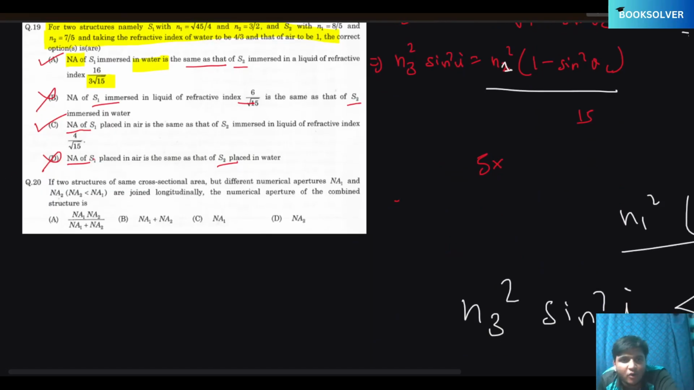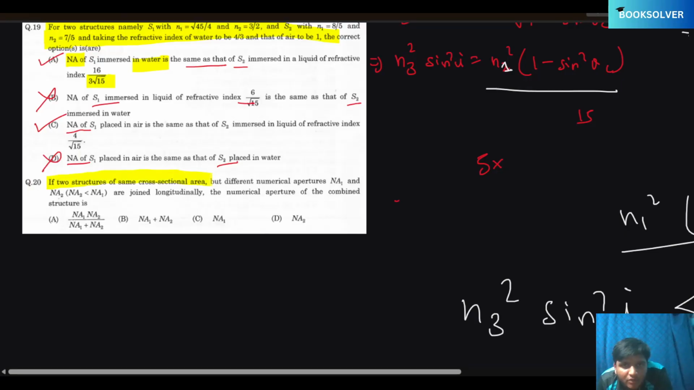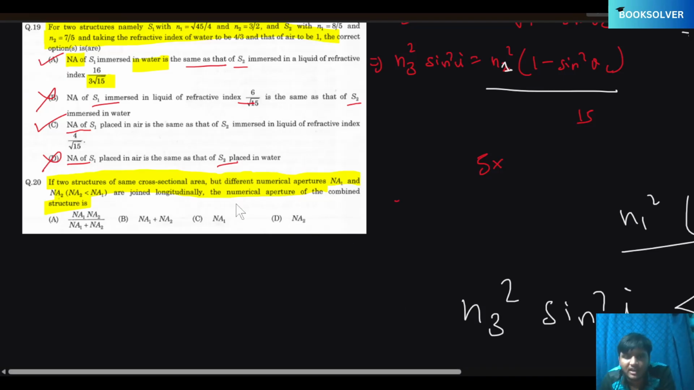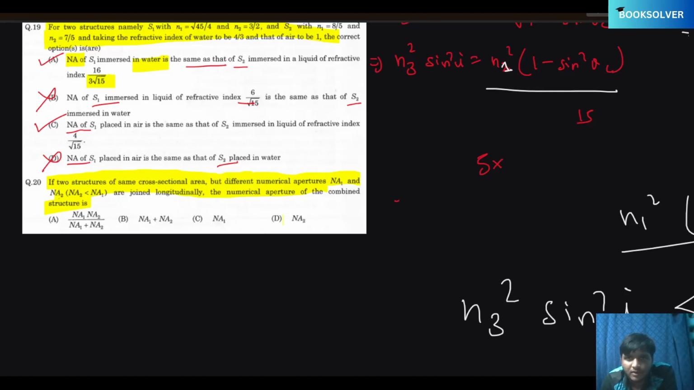So let's move on to our question number 20. They are given two structures of the same cross-sectional area, but the numerical apertures N1 and N2 are joined longitudinally. They are asking for the numerical aperture of the combined structure. We can derive it; this is actually quite simple because you just have to assume two things. I'll show you how.